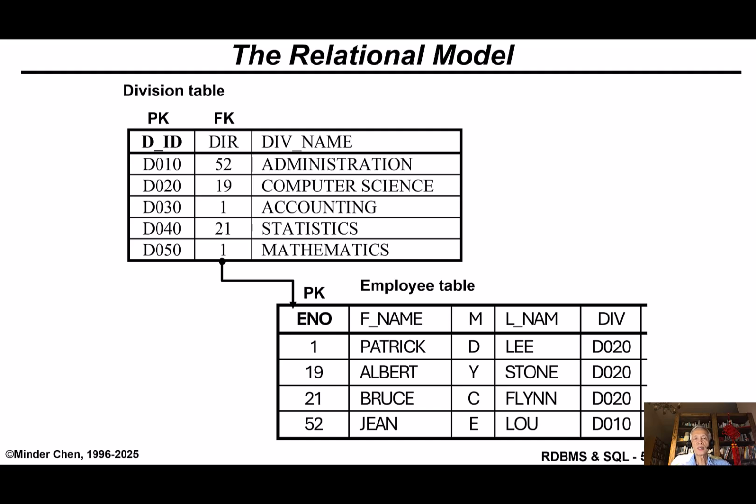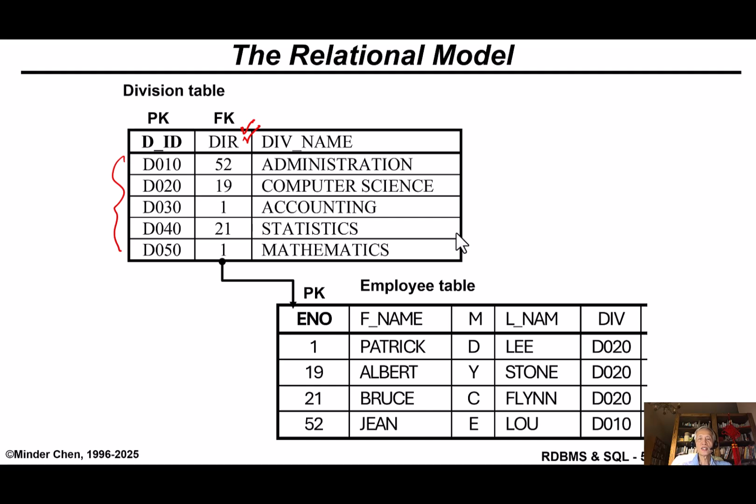So here we're seeing two tables, a division table and the employee table. The division table, think about it like a department table. So we have like 5 different departments, and a department may have a director over here, and then each division has a division name, like computer science division, accounting division, stats division, math division, etc.